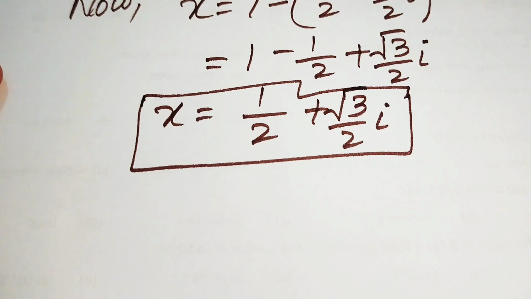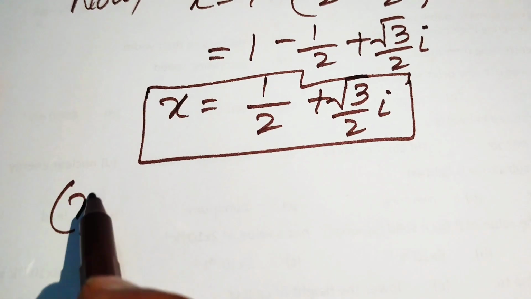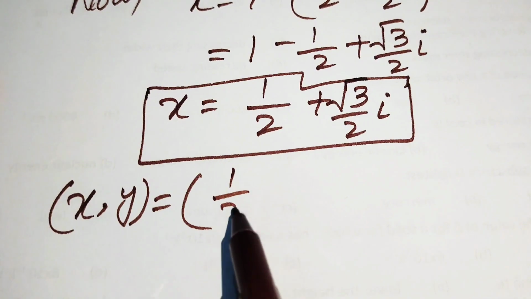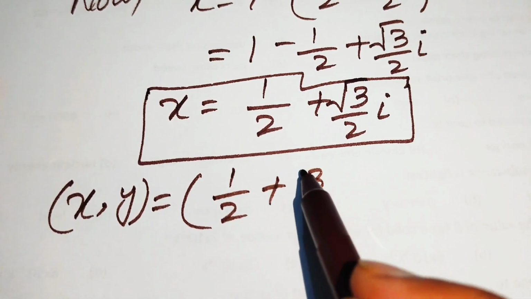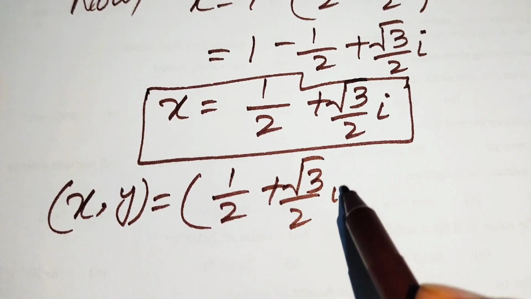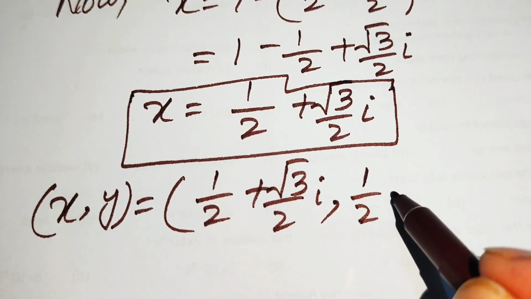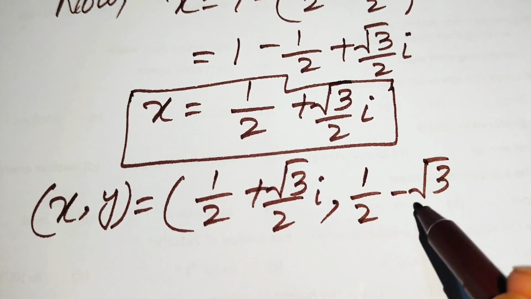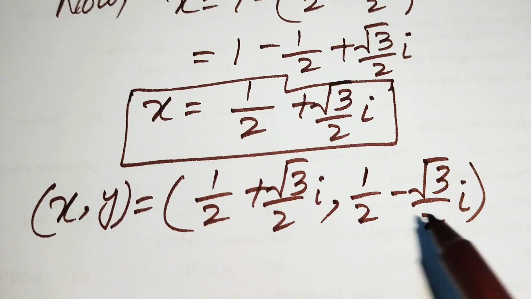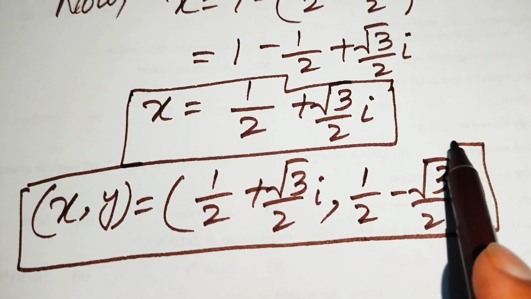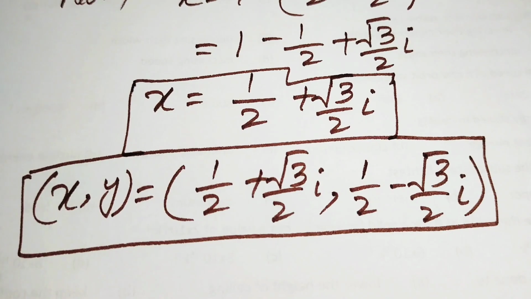So the second solution of this question is: the value of x is 1/2 + (√3/2)i, and the value of y is 1/2 − (√3/2)i. So this is the second solution of the given question, and this is the final answer.